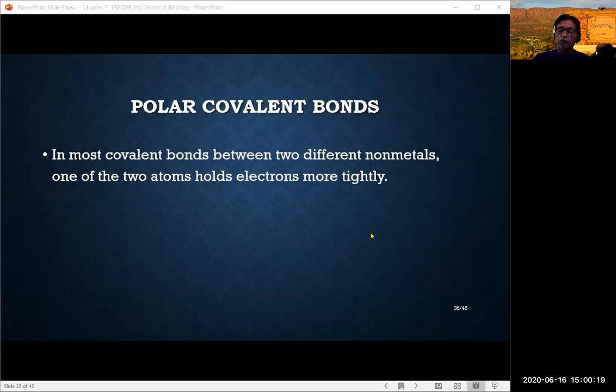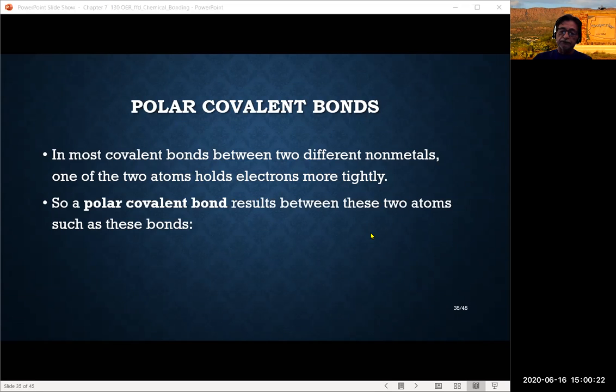When we have two different nonmetals, with the exception of carbon hydrogen, we have a polar covalent bond. So we have two bond types, ionic and covalent. Under the covalent area, you either have polar or nonpolar. When the elements are the same in a covalent bond, it's a nonpolar bond. When they're different, with the exception of carbon hydrogen, it is a polar bond because it's driven by the electronegativity.